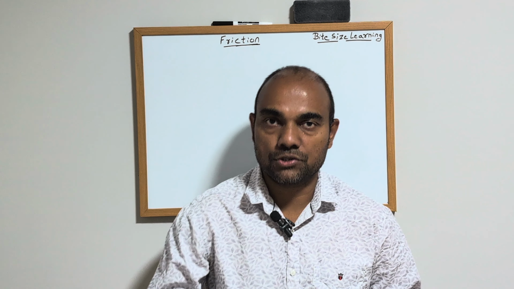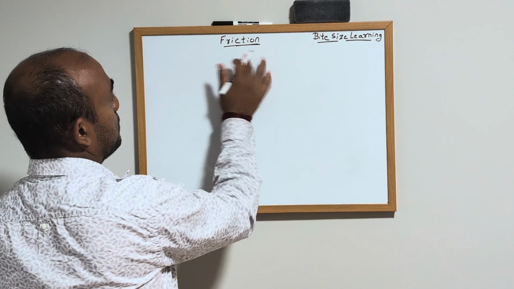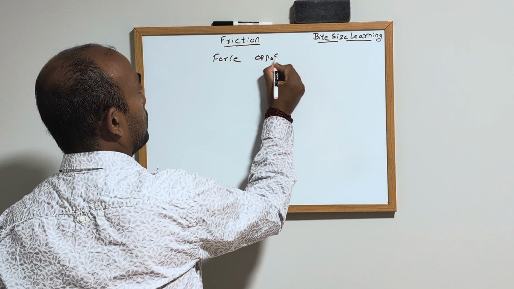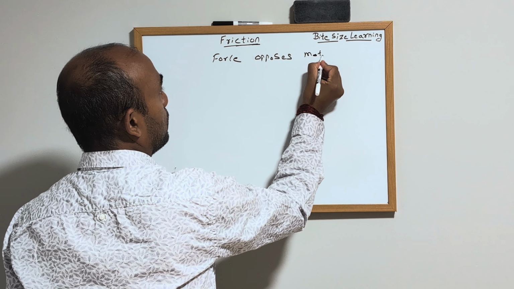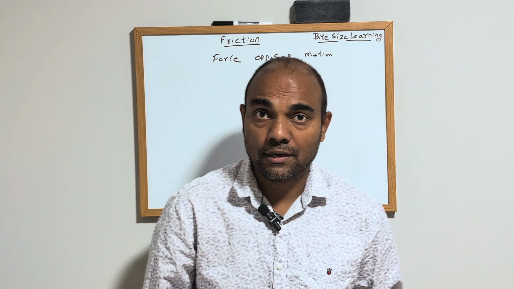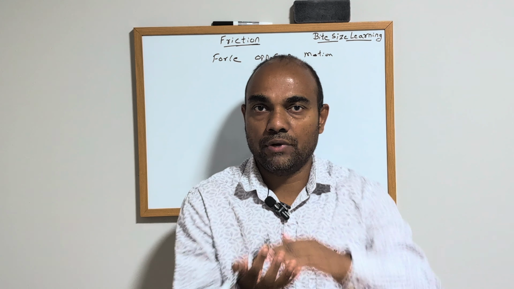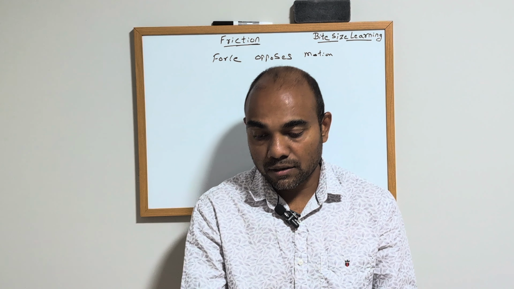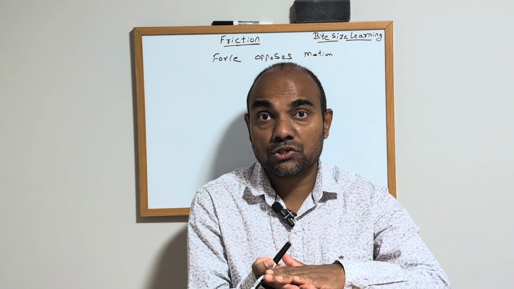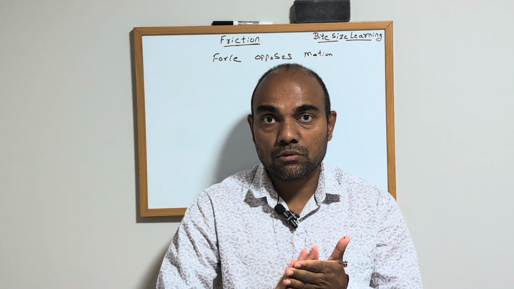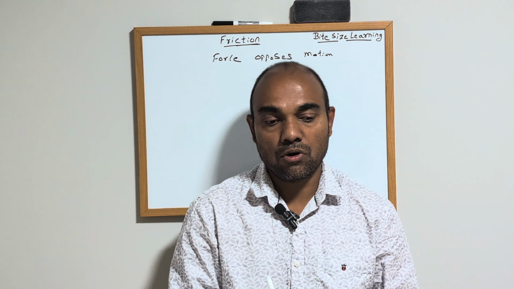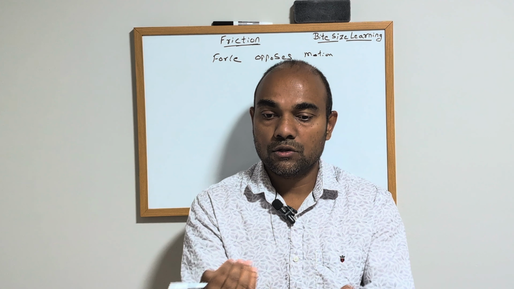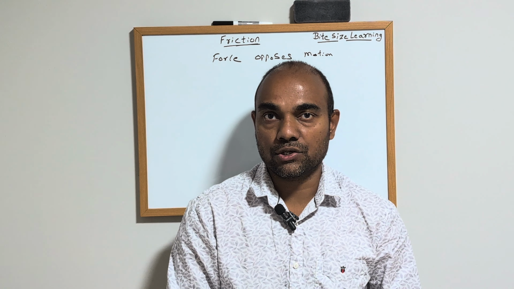So what is friction? Friction is a force that opposes motion of an object when two surfaces are in contact with each other. When you're walking on the road, your shoe sole, your foot and the surface are in contact with each other, so the friction opposes your motion. Friction always works in the opposite direction. If you are moving forward, the friction will act in the opposite direction.